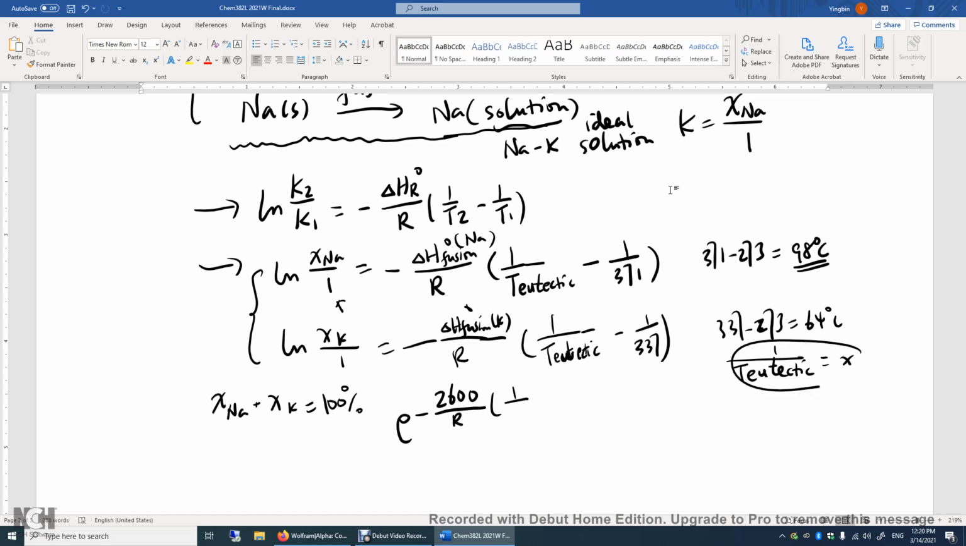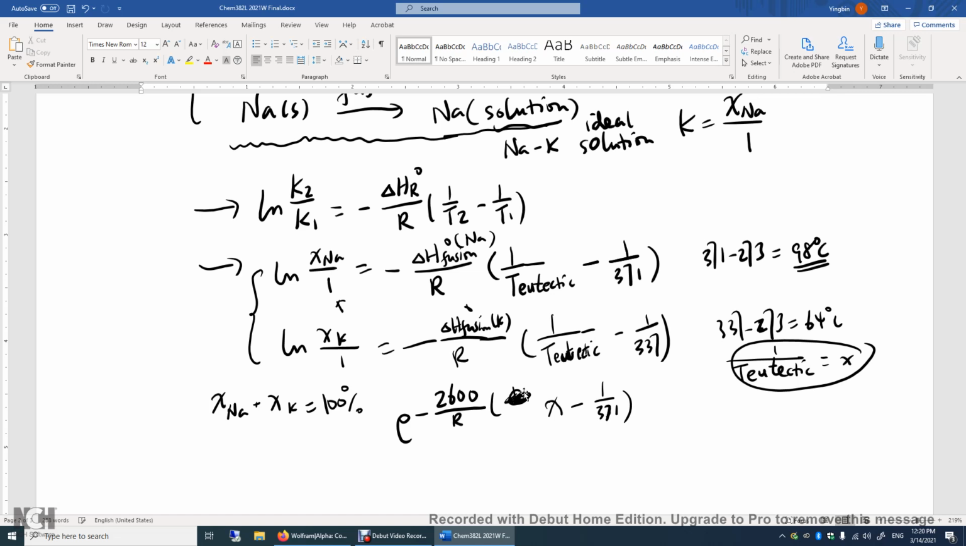X. All right, so I'm going to solve for X. X is the reciprocal of the eutectic temperature. It's just easier to solve the equation. So what I will do is I will just get rid of this. I'm going to just use X. So I will solve for the reciprocal of the eutectic temperature first.